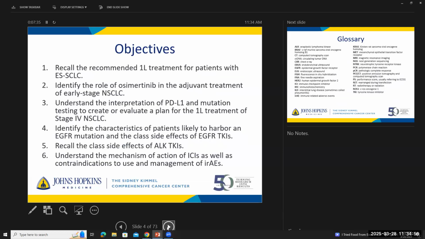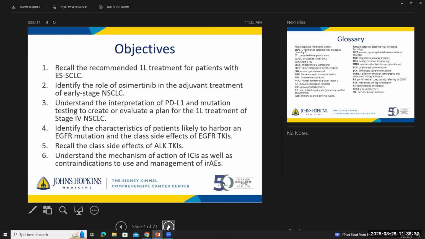The test material is going to be taken directly from these objectives. So I want you to be able to recall the recommended first-line treatment for patients with extensive stage small cell, identify the role of osimertinib in the adjuvant treatment of early stage non-small cell, understand how to interpret PD-L1 and mutation testing in order to create or evaluate a plan for the first-line treatment of stage 4 non-small cell, identify the characteristics of patients who are likely to harbor an EGFR mutation, and be able to speak to the class side effects of EGFR TKIs.